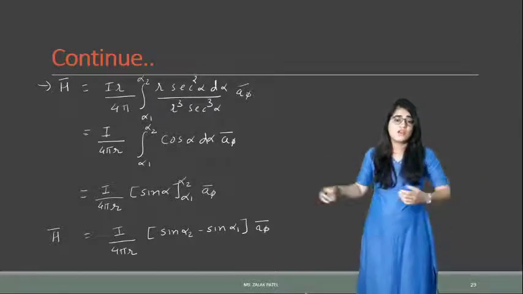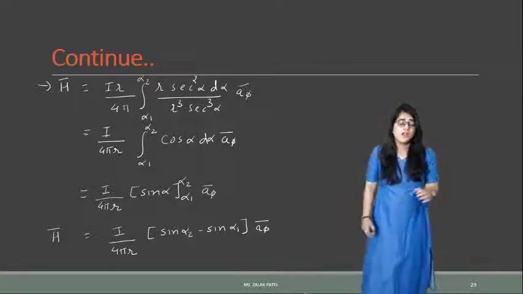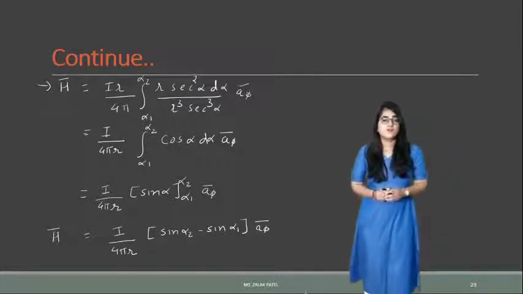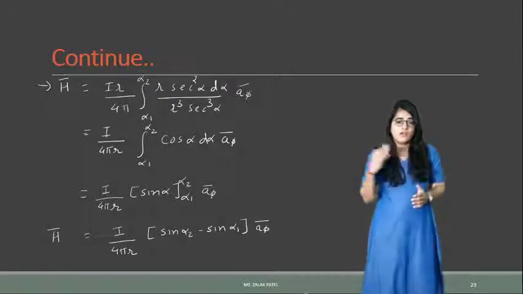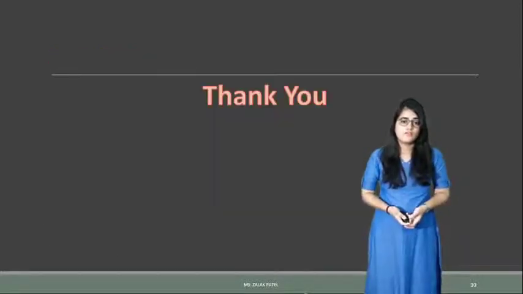Here again you can find out the a_φ bar direction by doing the cross product of the filament direction with the unit vector of distance.